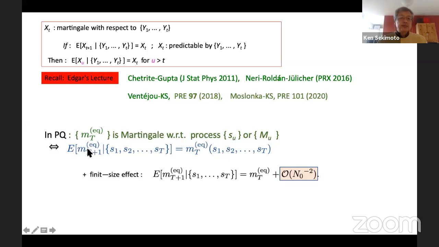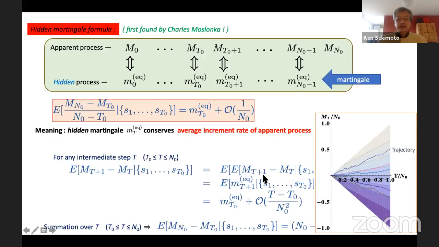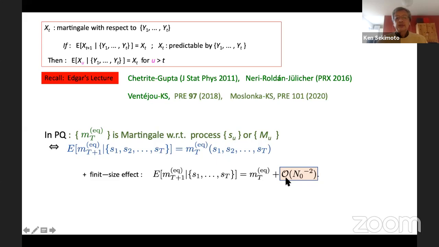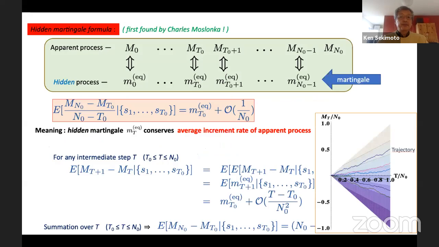To be more precise, there is a finite size effect in our case, but this effect, in terms of the Martingale property, is of the order of the square of the system size. This square is very important. Now, the key point in our case is that this Martingale process is in the hidden part of the process, as compared with the apparent or surface process of the total frozen magnetization.